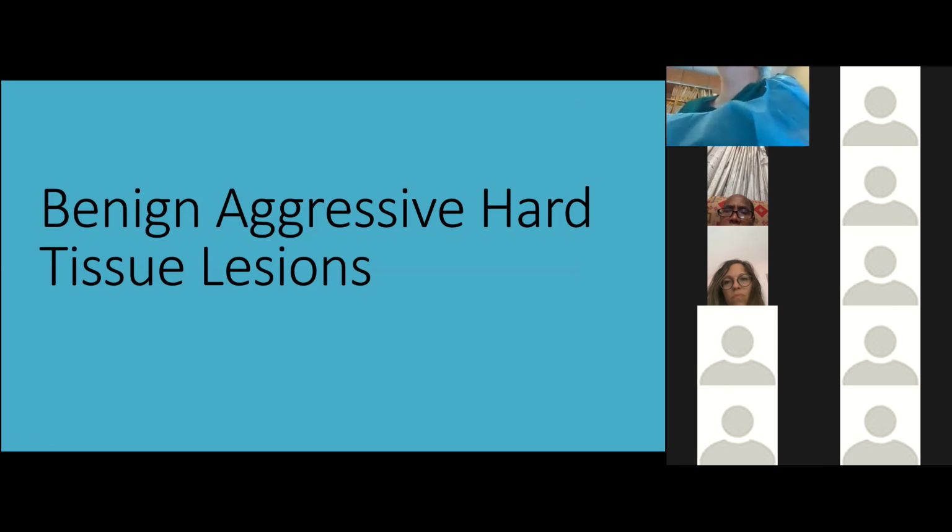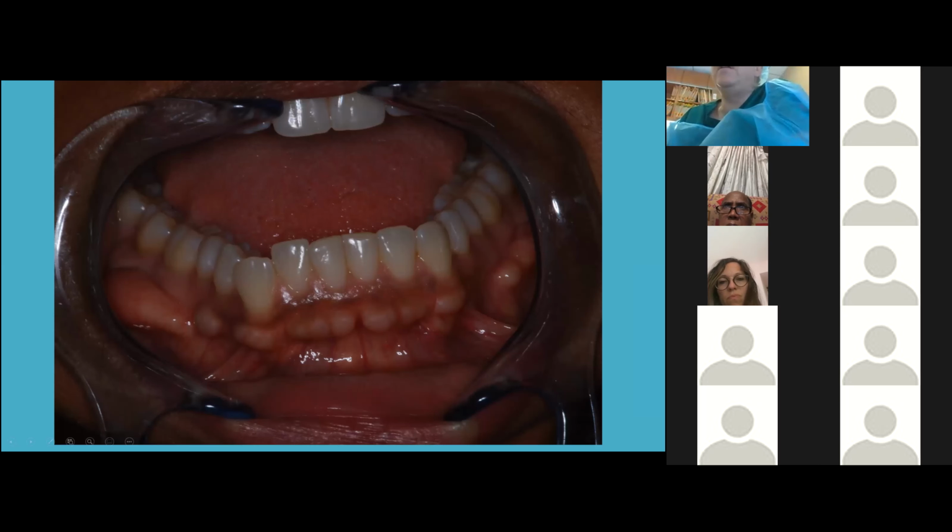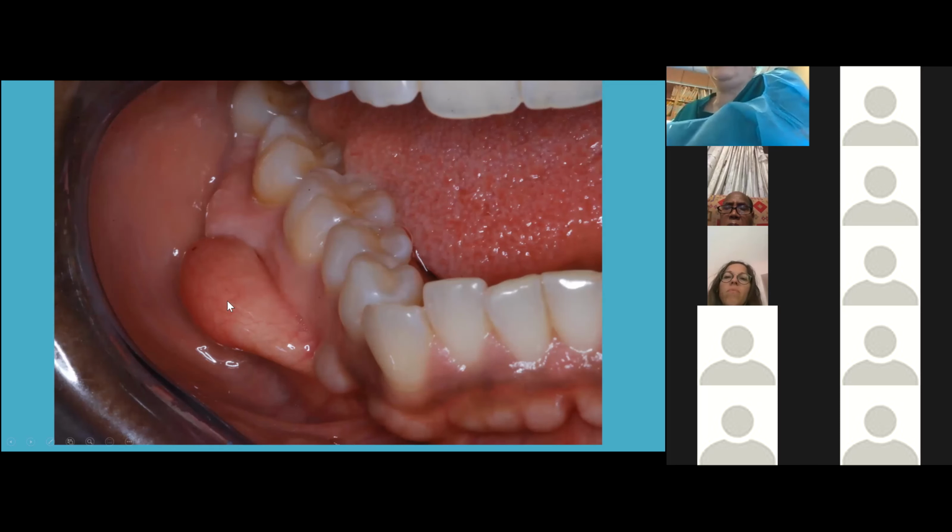Benign aggressive hard tissue lesions. Exostoses or tori are very common. They're usually painless, but they can get quite large. They can be disfiguring. They can begin to develop ulcerations and have to be removed. Here we can see a very large buccal exostosis beginning to disfigure the patient. You can see the mass beginning to appear in her face.